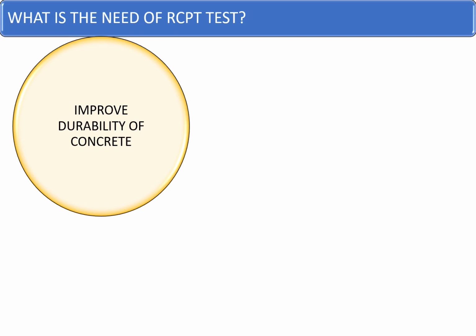When you are planning a life of structure of, say, around 50 years, but you say that you need an RCPT value of, say, 4000, that means definitely the life of the structure won't be 50 years; rather, it will be much less. So depending upon the life of the structure, the RCPT values are set, and the RCPT value in turn is an indicator of the life of the structure or the durability of the concrete.